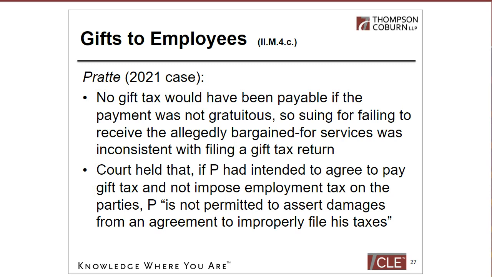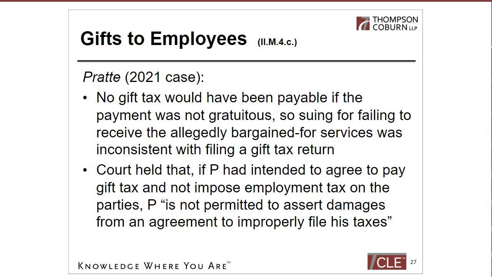And here the plaintiff said, well, I paid all these gift taxes and you didn't perform the services, so you should reimburse me for my gift taxes. And the court says, nonsense. You never should have reported on a gift tax return to begin with because it was compensatory. You should have done all your employment reporting and then attempted to get your deduction. So anyway, that was interesting, the way they tried to use a 1099 as a way around getting W-2s.